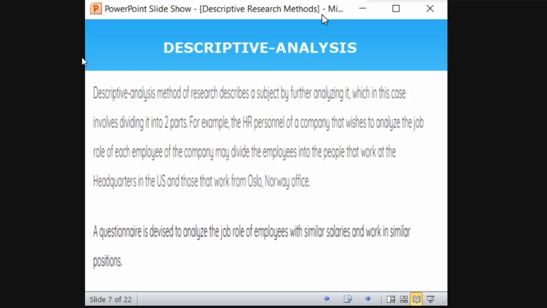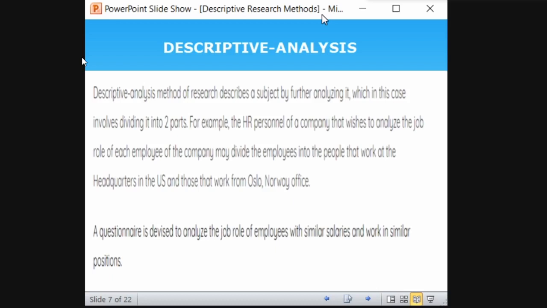So here you see the two parts. One is in Mumbai, one is in Chennai. The company is the same, the employee is the same, the employee role and everything is the same, but the division is based on the location parameter. Okay. A questionnaire is designed to analyze the job role of each employee with similar salaries and working in a similar position. See, in Mumbai also there will be a branch manager, right? There will be a branch manager in the bank, and an accountant and everything. In Chennai also there will be a branch manager, but he is analyzing the role descriptions. In Chennai, the role may be a little bit different when compared to Mumbai. Though the ultimate role will be similar, there will be certain variations. So in order to identify the variations, we need to do an analysis based on these location parameters.